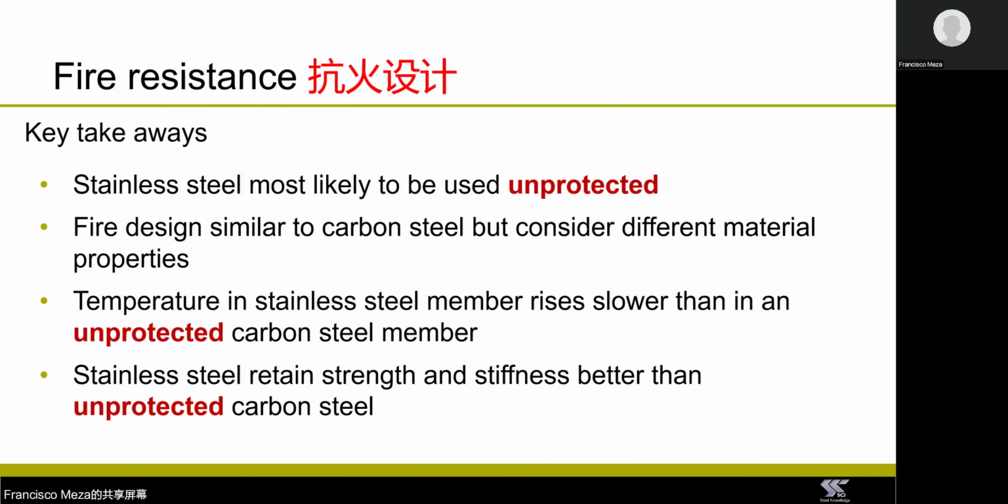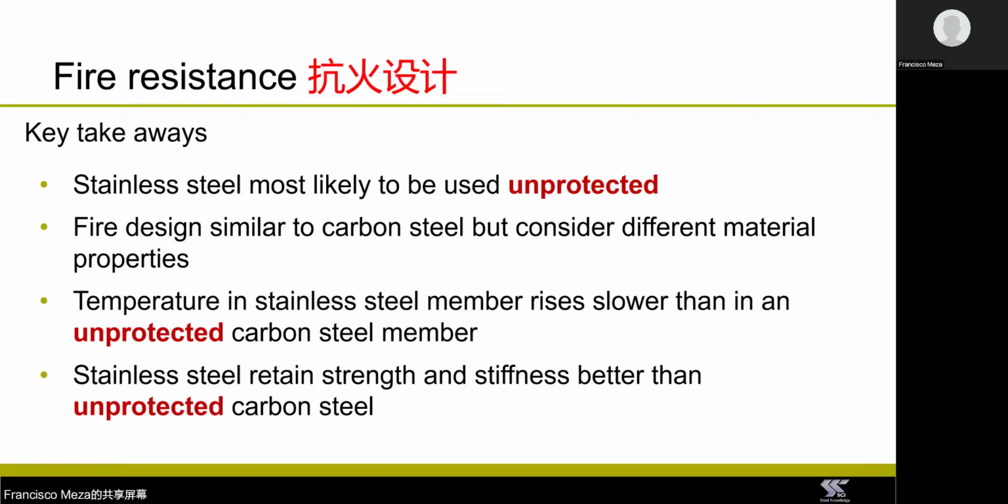Okay, so here I have the main takeaways from this part of the presentation. So first, stainless steel is most likely to be used unprotected. And also the fire design of stainless steel is similar to that of carbon steel. The only difference is that you have to take into consideration the specific thermal properties of stainless steel.